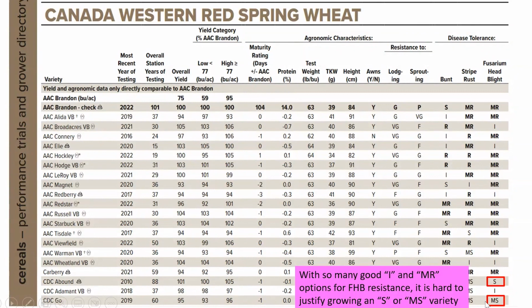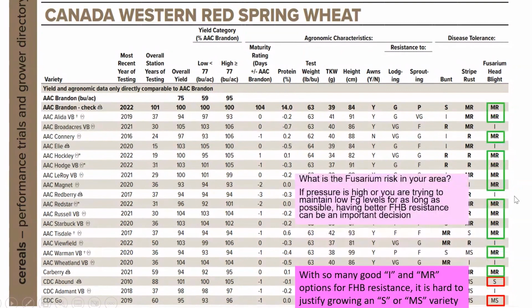So I think when there are so many other choices with MR ratings, that's a really easy switch for you to make, especially if you are in an environment where fusarium pressure is high, or you're trying to maintain low fusarium graminearum levels for as long as possible. Having a switch to a variety with improved fusarium resistance is really a very smart move for the long-term health of your farm. So you can see, again, depending on your environment, you have to give different weight to these different categories of information in the seed guide.